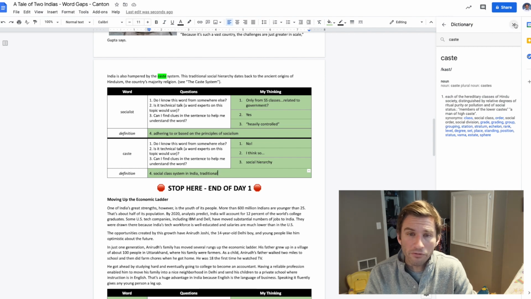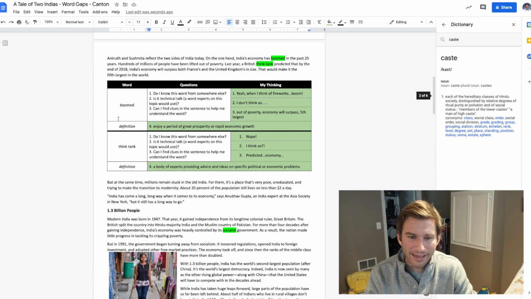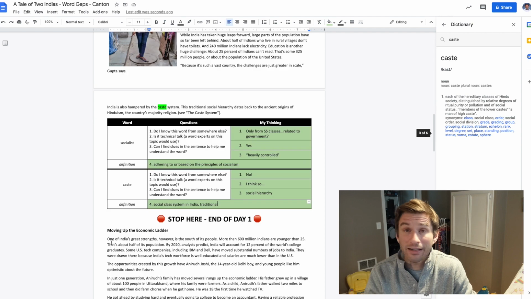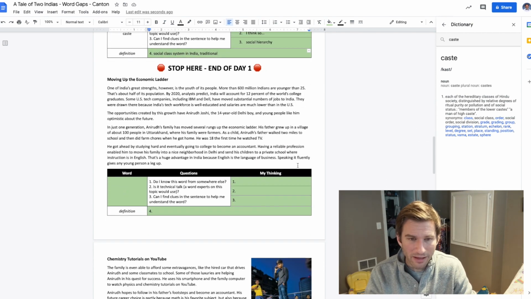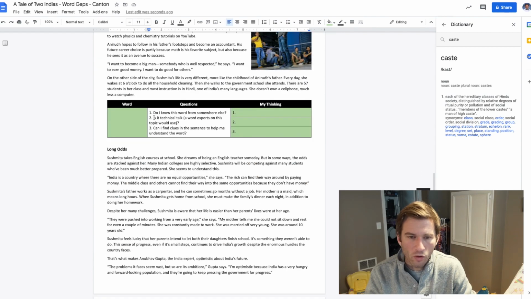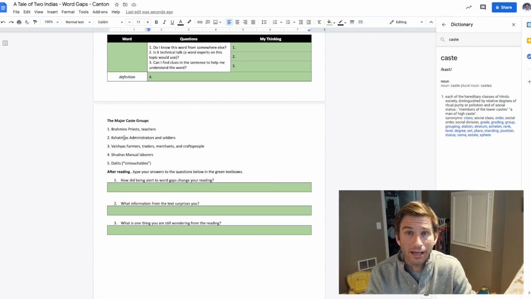So there you go. There are your four word gaps. We did boomed, think tank, socialist, and caste. That's the end of day one. And then tomorrow, you're going to read each section again. As you read it, you're going to highlight the word that stands out for you and complete the green boxes as you go through. Then you're going to complete the questions that go along with it at the very end of the article.